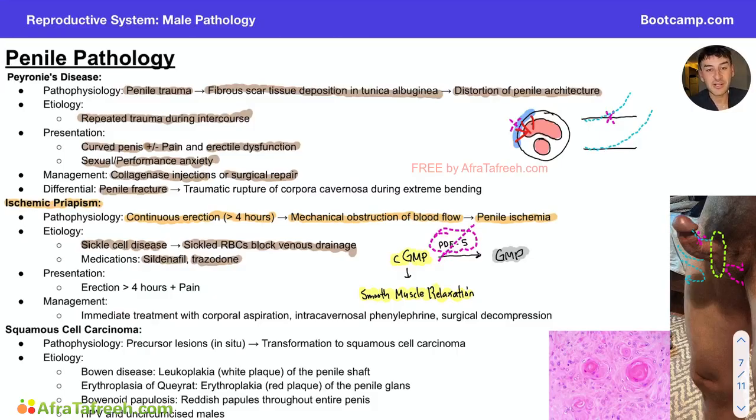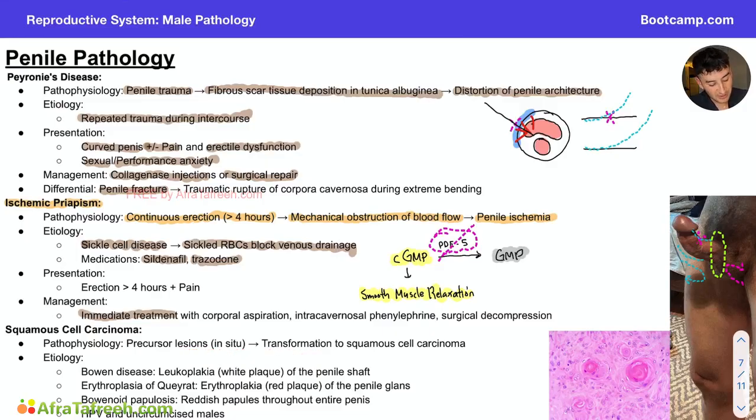Now, when it comes to treating our priapism, it's going to be immediate treatment because this is a reproductive emergency, and the way that this is done is with corporal aspiration. So a large needle is inserted into the corpus cavernosum, and blood is actually drawn off from the corpus cavernosum in order to relieve that swelling of the penis and hopefully allow more new arterial blood in to refresh that clogged venous blood that was there before.